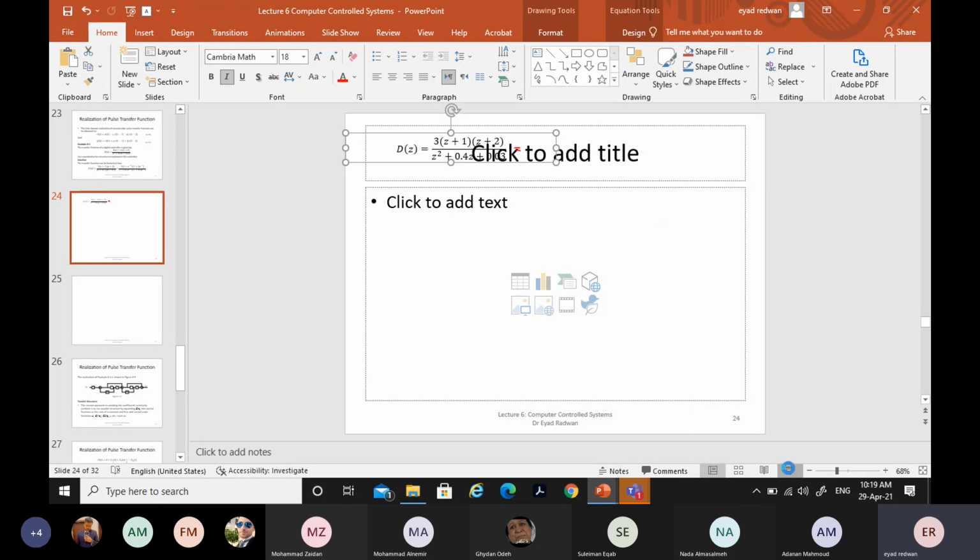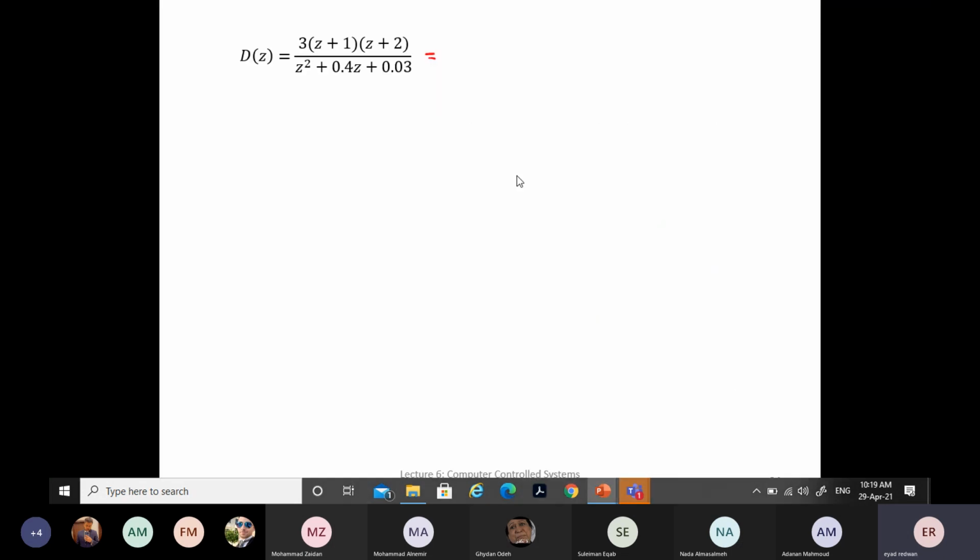So I will solve the example here. This is again d of z. I have first order term في numerator عندي كمان first order term, and in the denominator I have a second order term. Now again, as I said, if you can decompose this second order term into two first order terms, that's good. Otherwise you keep it as second order term as it is. So let us examine it.